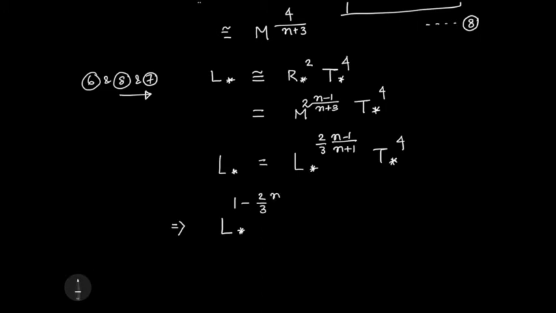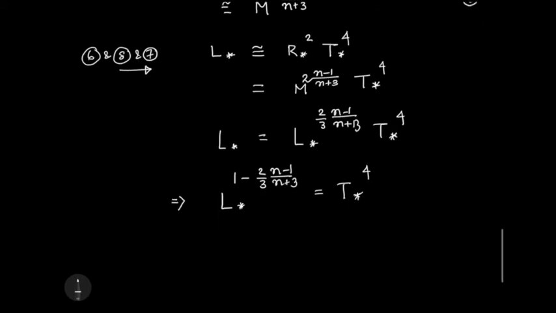One minus 2/3 of n minus 1 by n plus 3 is T star to the power 4. Let's work out what I will get doing all these things.